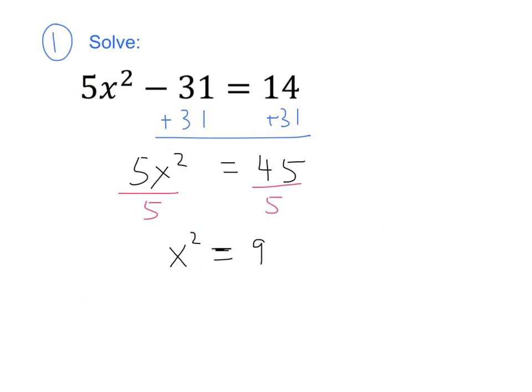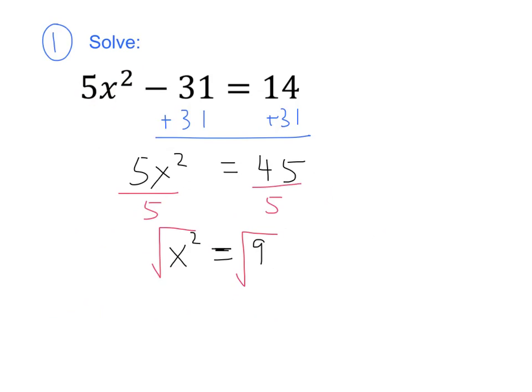Now I want you to remember, if we're doing an operation to one side of the equation, in order to keep the other side of the equation equal to the first side, we need to do the exact same operation. In other words, if I take the square root of the left side of the equation, I need to take the square root of the right side as well, in order to keep the two sides equal.